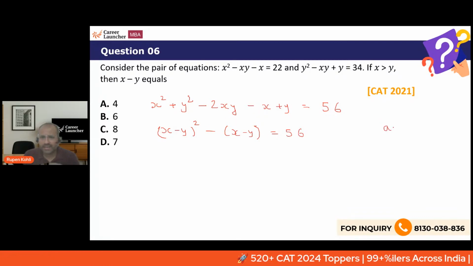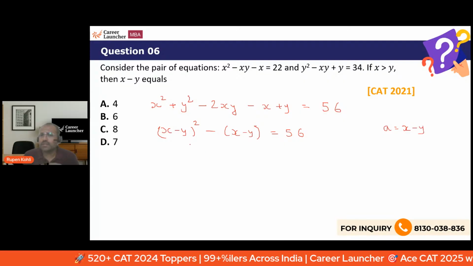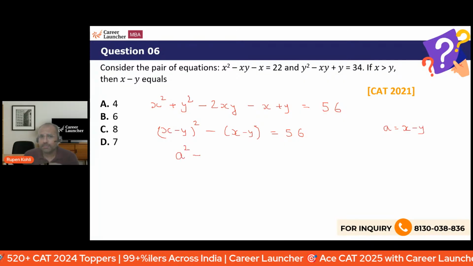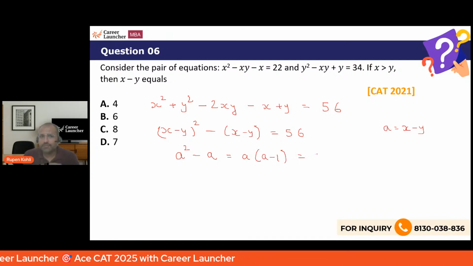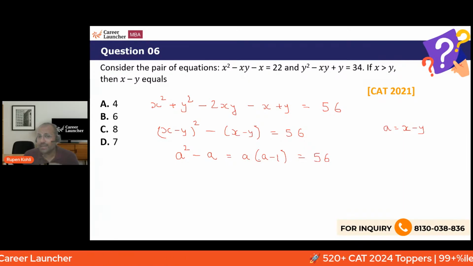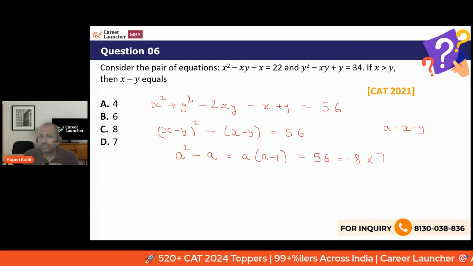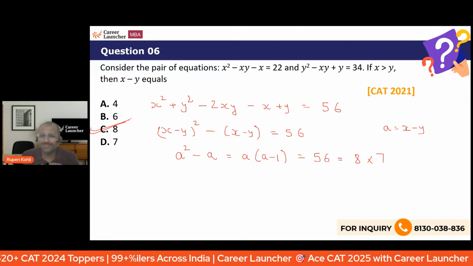If I just write a as x minus y, so this is just a quadratic equation in terms of a: a square minus a is 56, which is a into a minus 1 is 56. 56 needs to be written as the product of two consecutive natural numbers, a and a minus 1. 56 is 8 into 7. A is therefore 8. That's the answer, right?